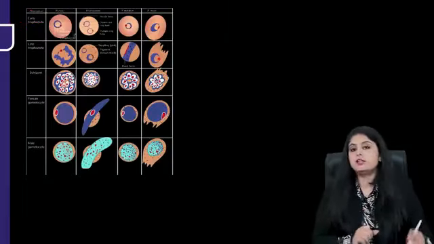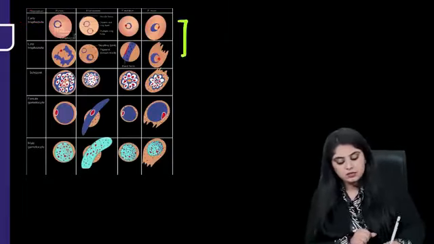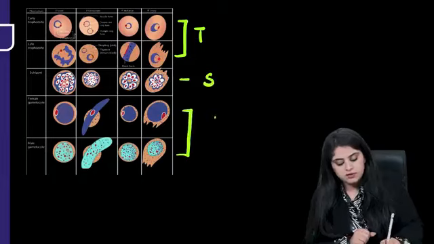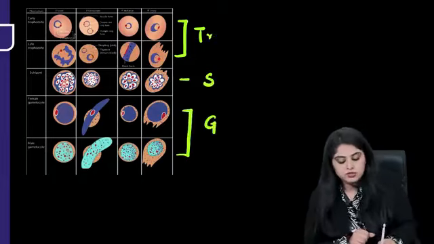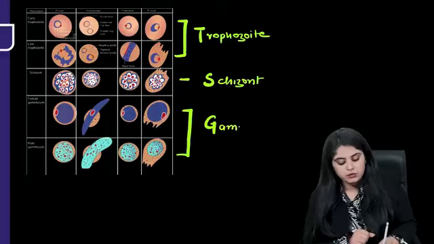What do you actually see under the microscope? Under the microscope, we always have to look out for T, S and G. We always see TSG. What is TSG? Again, like I was telling you in the life cycle, it is a trophozoite, it is a schizont, and it is a gametocyte. Trophozoite, schizont and gametocyte is going to be noted.